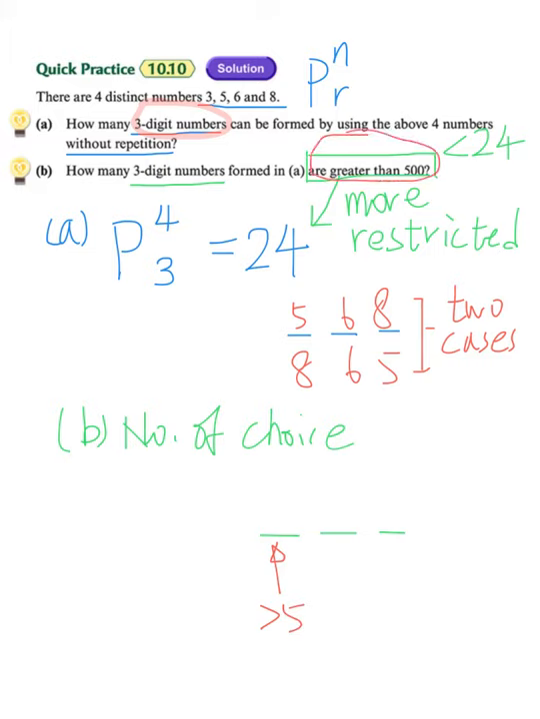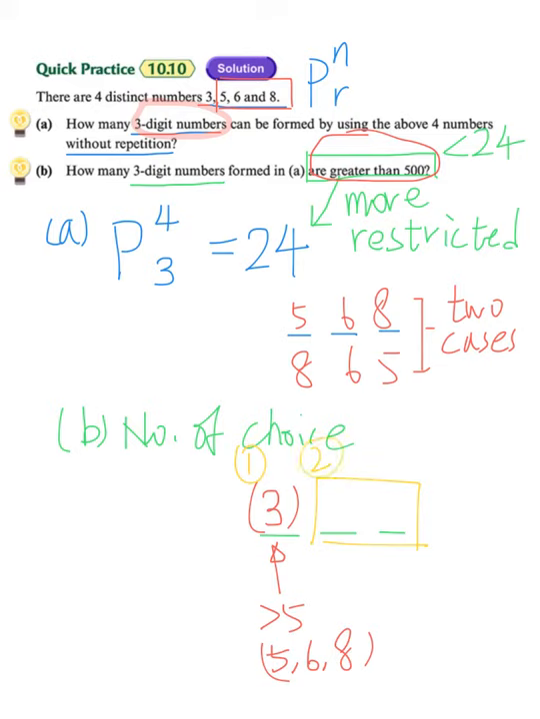For greater than 5, that means you can only choose 5, 6, or 8 for the pool. You cannot choose 3. So that's why in this space you only have 3 choices. This is not equal to 3, it's equal to 3 choices. And this first step is equal to 5 or 6 or 8.